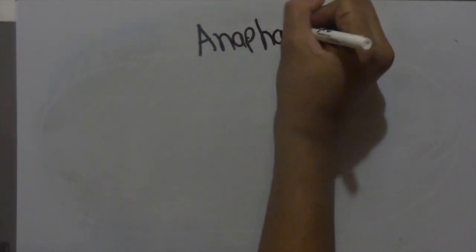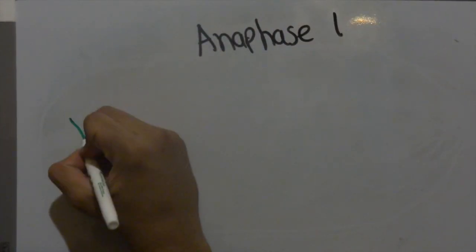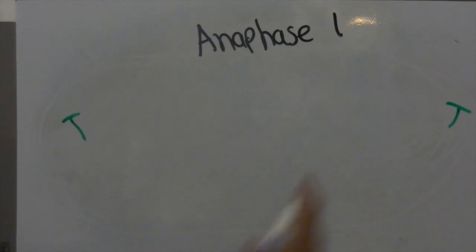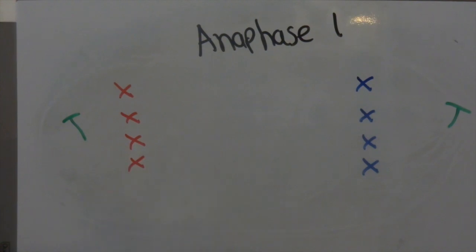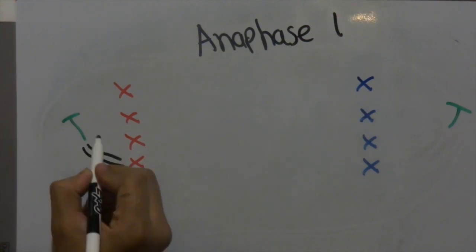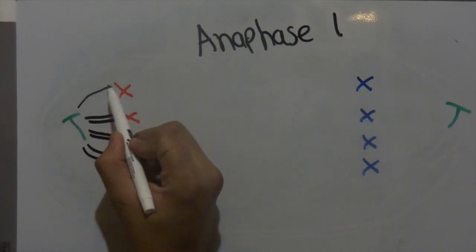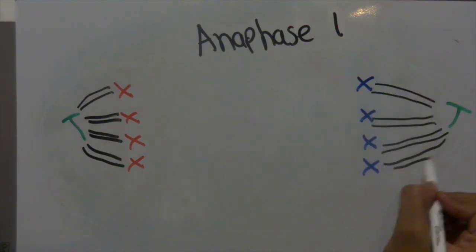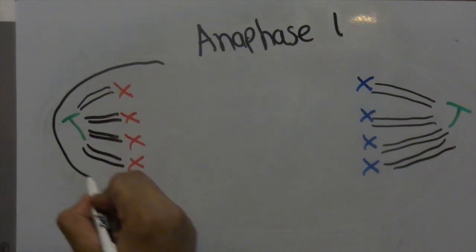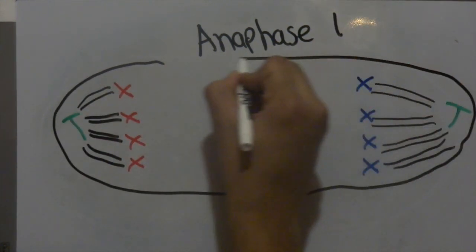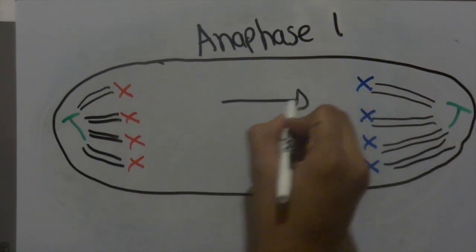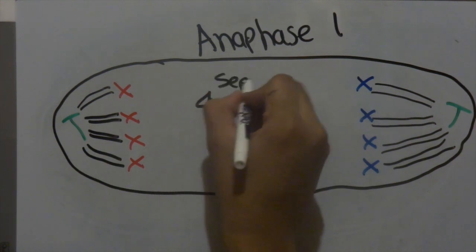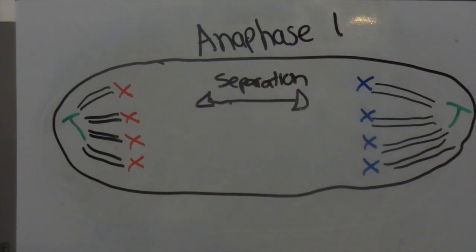So after this stage, we have anaphase 1. This is where homologous pairs get pulled apart and migrate to either end of the cell. Homologous chromosomes separate and move to opposite poles, and sister chromatids also remain attached.